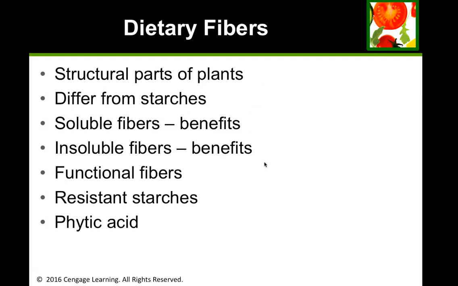So let's move on to dietary fiber. Fibers give plants their structures. Fibers are different from starch because their bonds cannot be broken down by our digestive enzymes. There's two main types of fiber. Soluble meaning it dissolves in water, forms gels, and is easily digested, meaning fermented by bacteria in the colon. Then there's also insoluble fiber, which does not dissolve in water, does not form gels, and is less readily fermented in the colon. And in these two main types of fiber, these properties give the fiber their benefits.